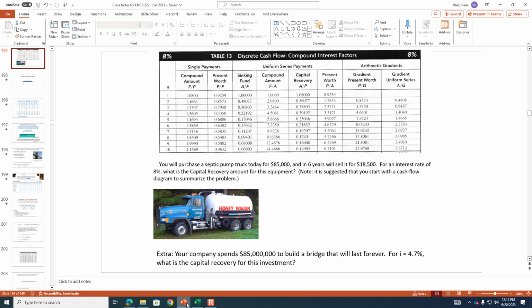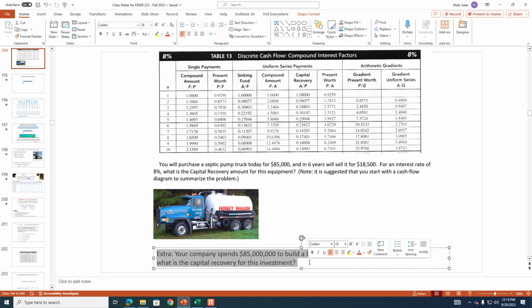Now, down at the bottom of the slide here, there's just kind of like an extra question about a permanent investment. And we'll talk more about permanent investments. Those are things that last forever. Like if you build a bridge and it has a useful life of 200 years or longer, in economic terms, that is effectively infinity, because revenue beyond 200 years has essentially no present value because of the effect of compounding over such a long period.